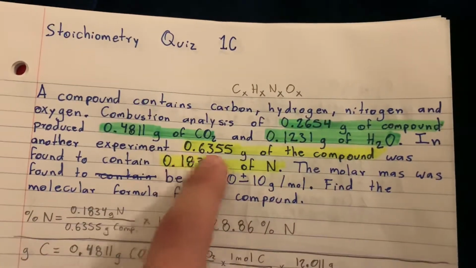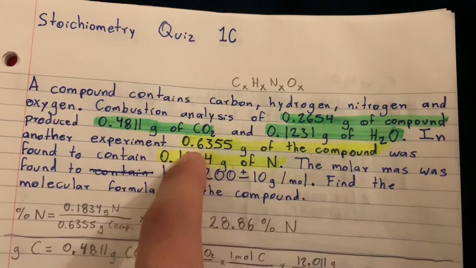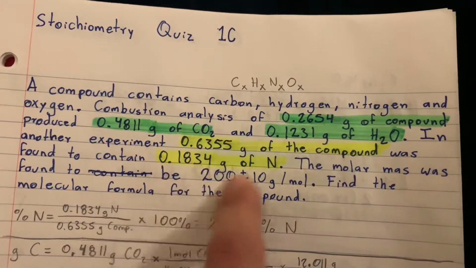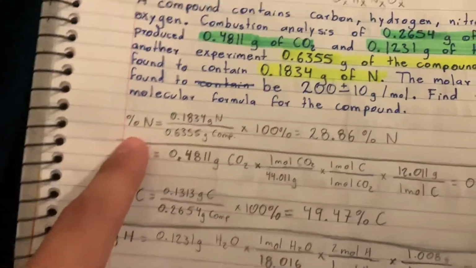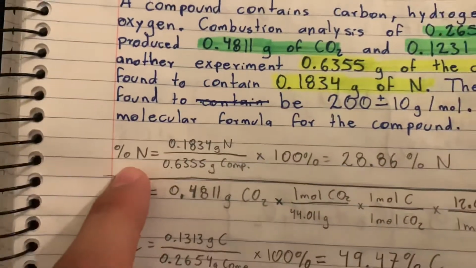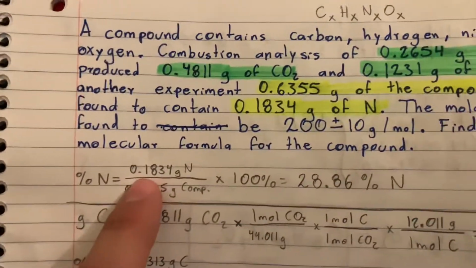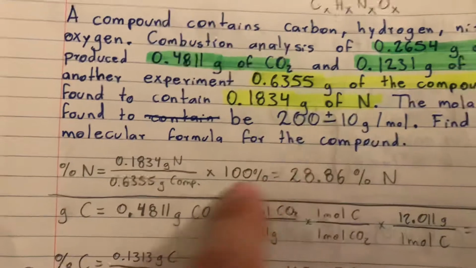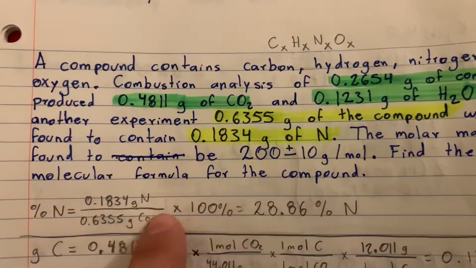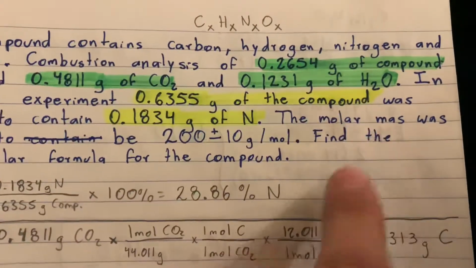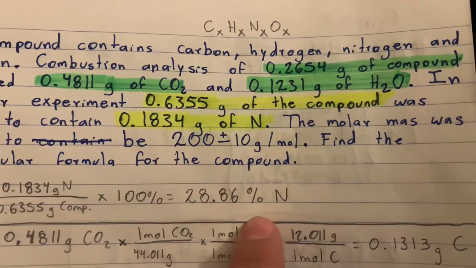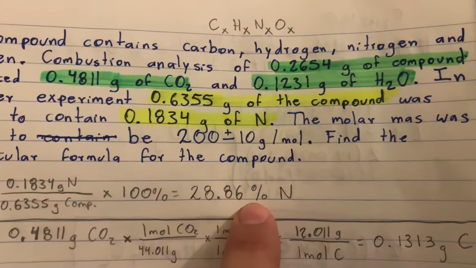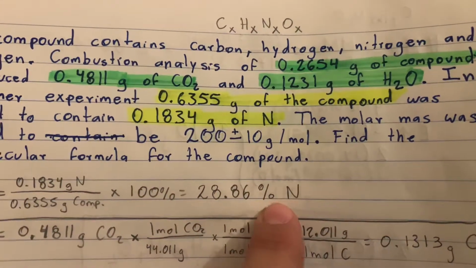So with this information, I can find the percentage of nitrogen in the compound. So I just went ahead and did that. I put the grams of nitrogen and the grams of the compound in that experiment. So I found out the nitrogen is 28.86% of the compound.